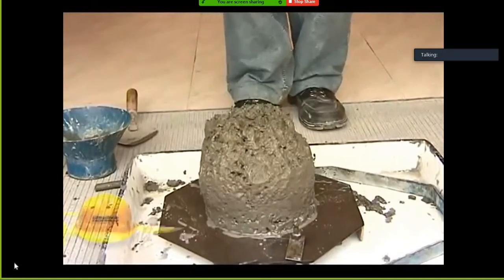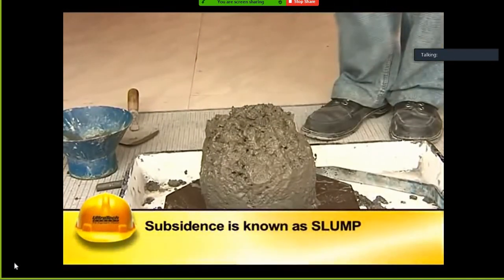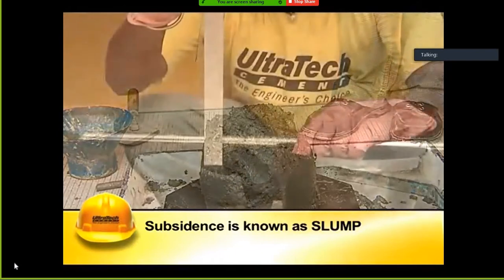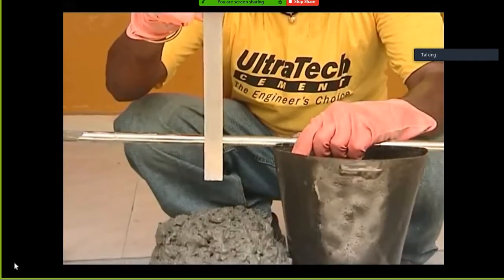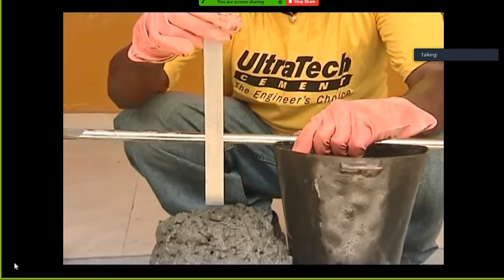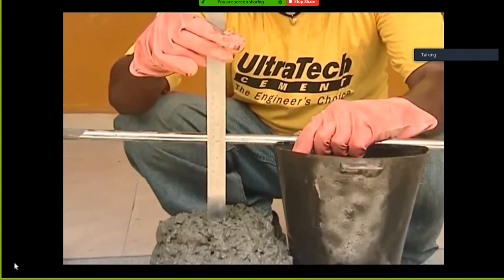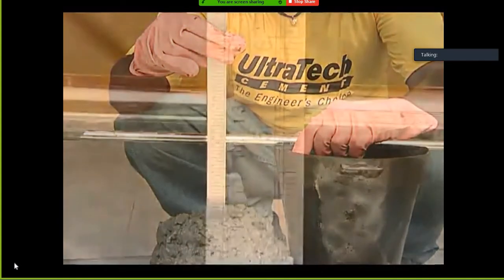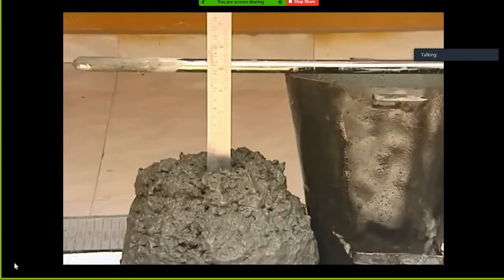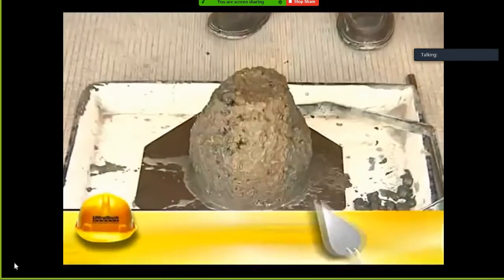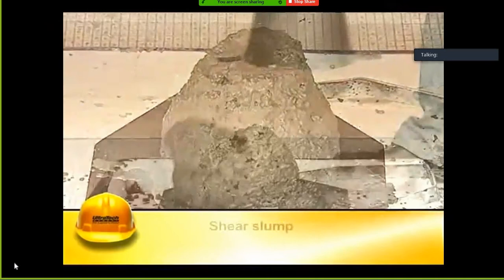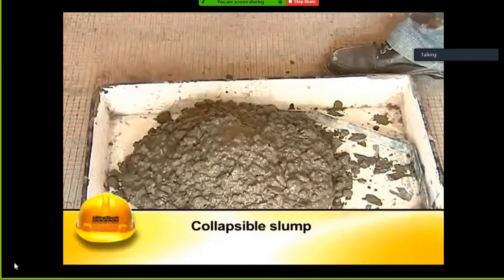The concrete will subside. This subsidence is known as slump. This operation shall be carried out without any jerks or vibrations and within a period of 2 minutes after completion of final tamping. The difference in level between the height of the mold and that of the highest point of the subsided concrete is measured. The subsidence measured is the slump of the concrete. The slump may either be a true slump, a shear slump, or a collapsible slump.